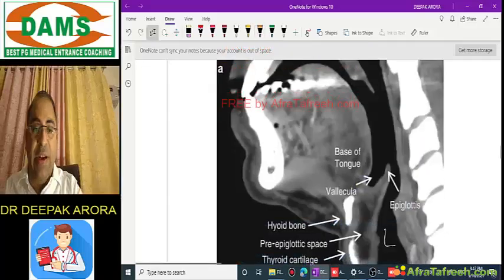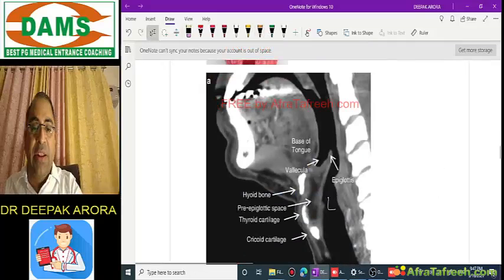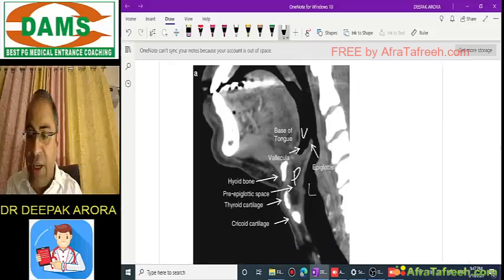Next slide. This is again an important image. They can ask you what is the vallecula. Just remember, vallecula and pre-epiglottic space. Vallecula is above, pre-epiglottic space is below. Vallecula, pre-epiglottic space.